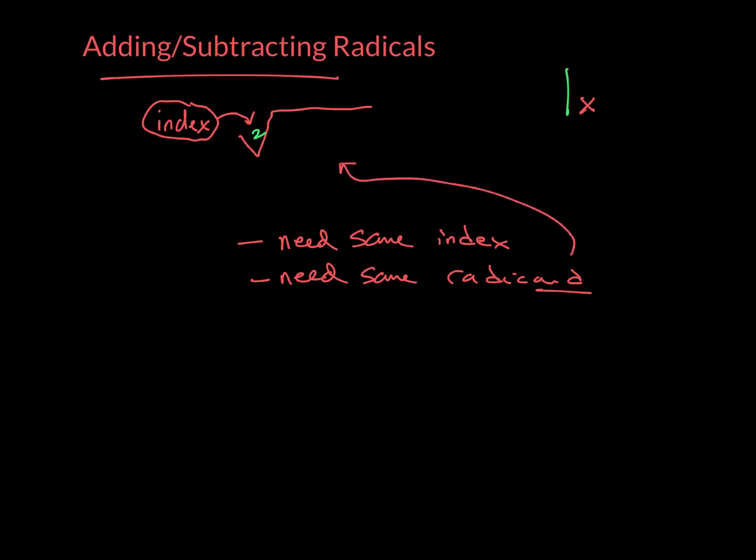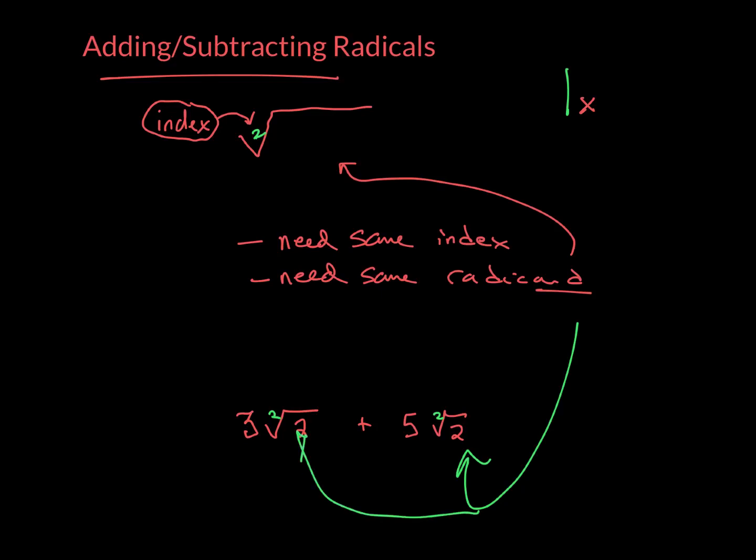So if you had something like 3 square root of 2 plus 5 square root of 2, you could add both of those because one, the indexes are the same. Both indexes are 2 since they're not written. And then the radicand is 2 in both of these. And so you just put the numbers in front together. 5 and 3 makes 8 square root of 2. So we'll go through a few examples like this.